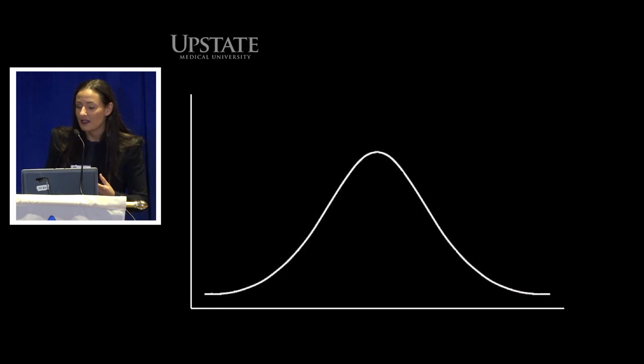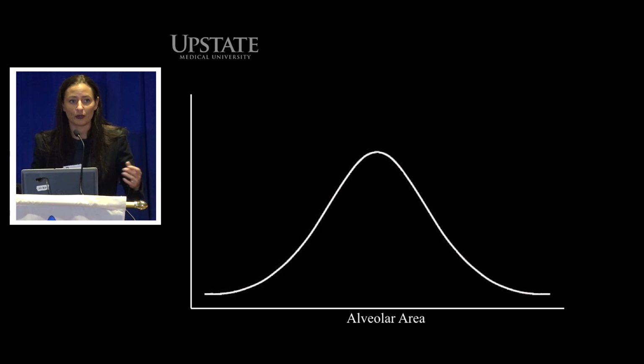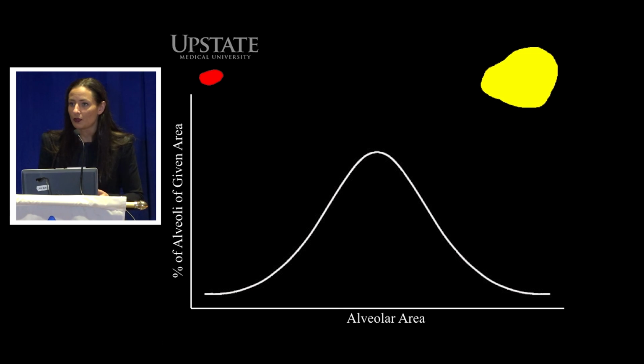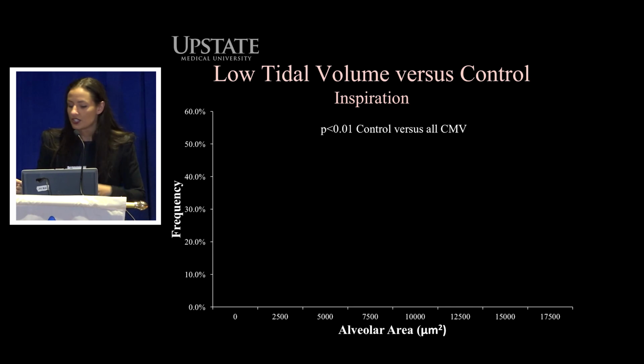But if we were to design an optimal mechanical ventilation strategy, we could plot out how we'd want our alveoli to look. If we were to look at alveolar area here, the number of alveoli of that given area, with our ideal mechanical ventilation strategy, we would have minimal alveoli that are collapsed, very few alveoli that are overdistended, and a preponderance of alveoli that are normal sized. So we did this looking at those same ventilation strategy settings.